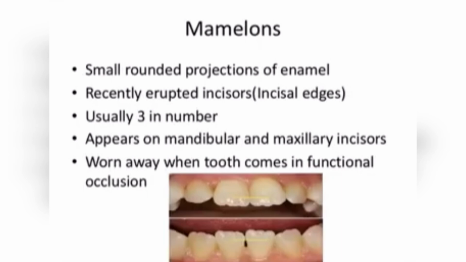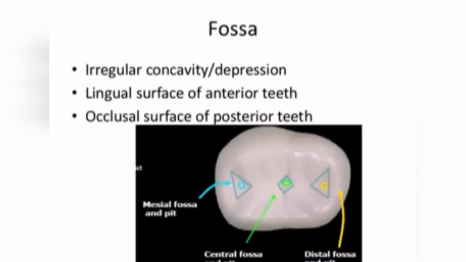Mamelons. Mamelons are the small rounded projections of enamel. Mamelons are present on the incisal edges and are usually 3 in number. It appears on the mandibular and maxillary incisors. Mamelon worn away easily when the tooth comes in functional occlusion. In the diagram, mamelons can be clearly seen in the maxillary central incisors and mandibular central and lateral incisors.